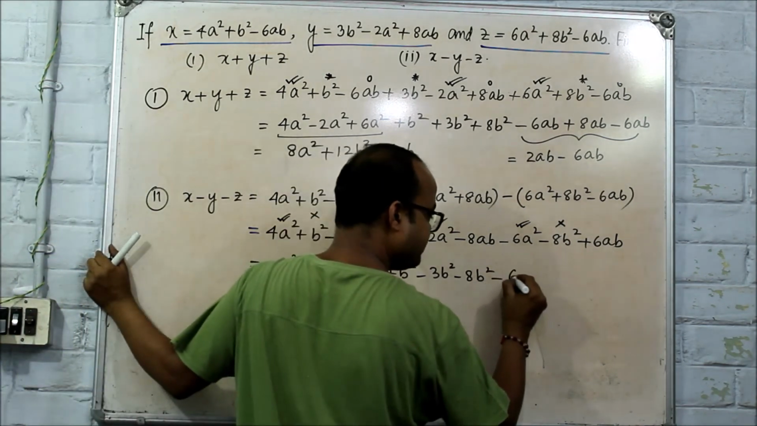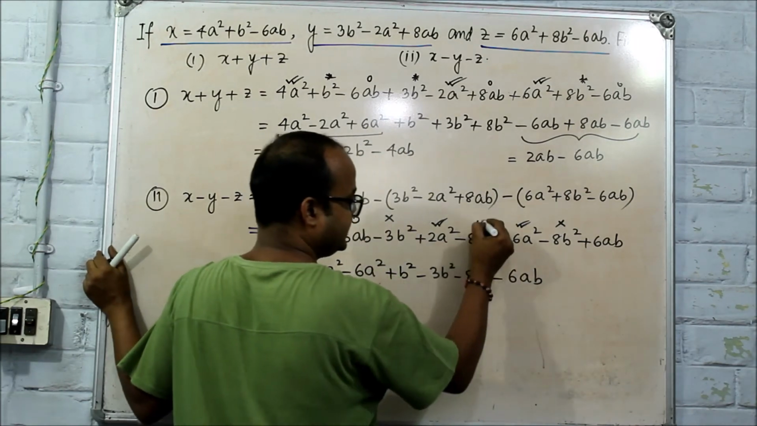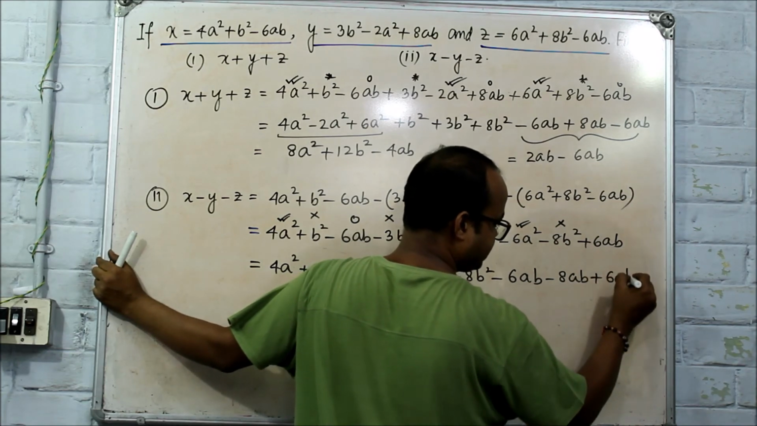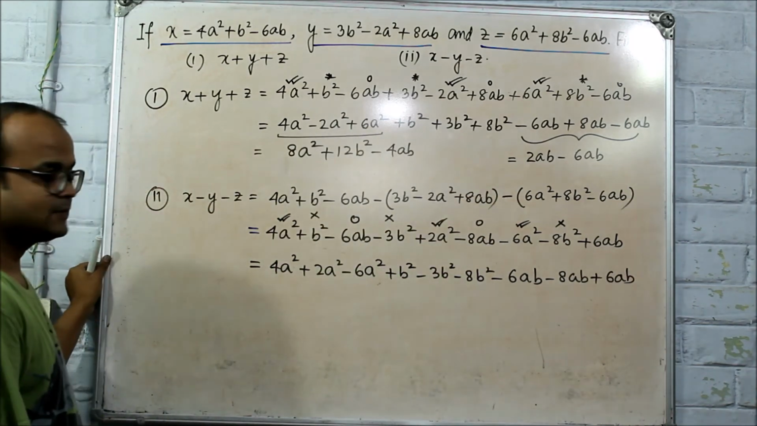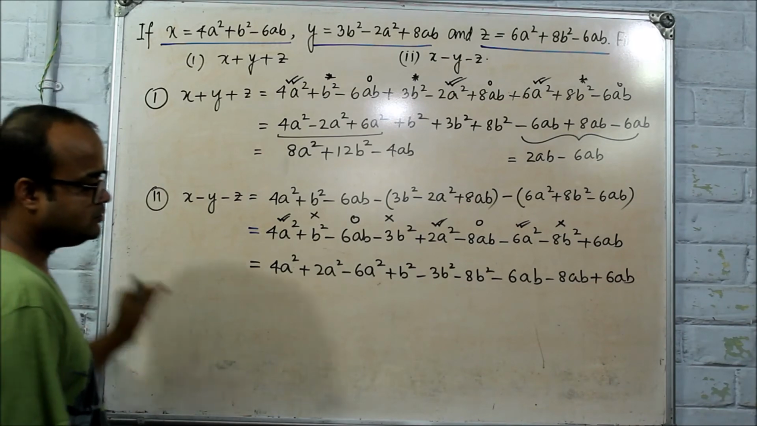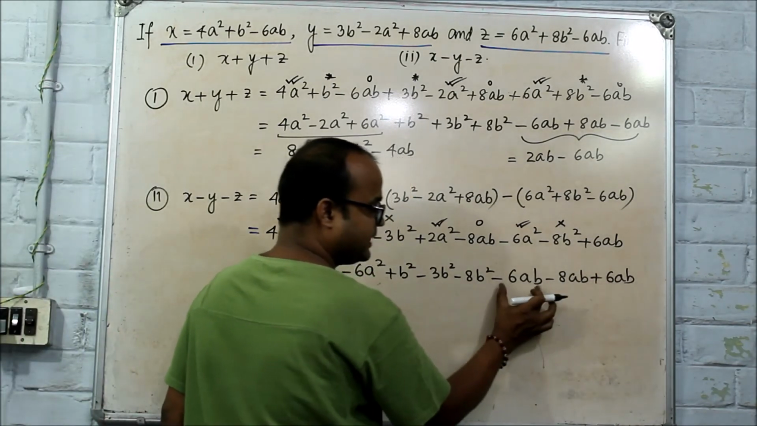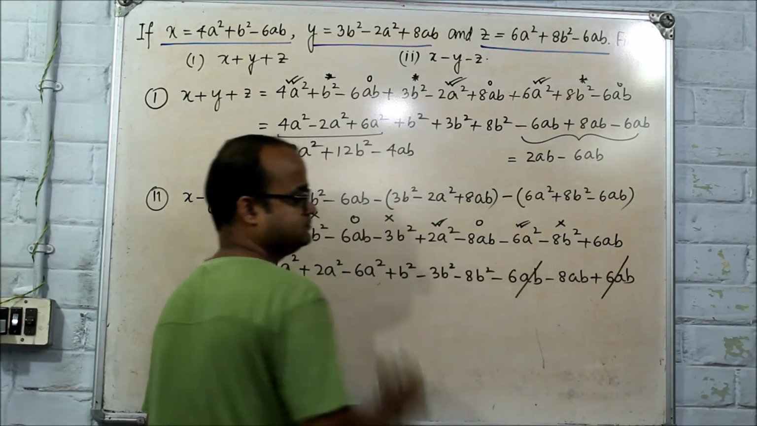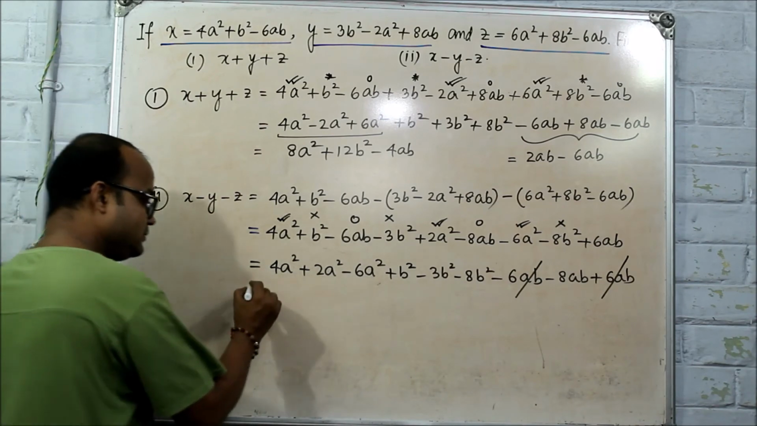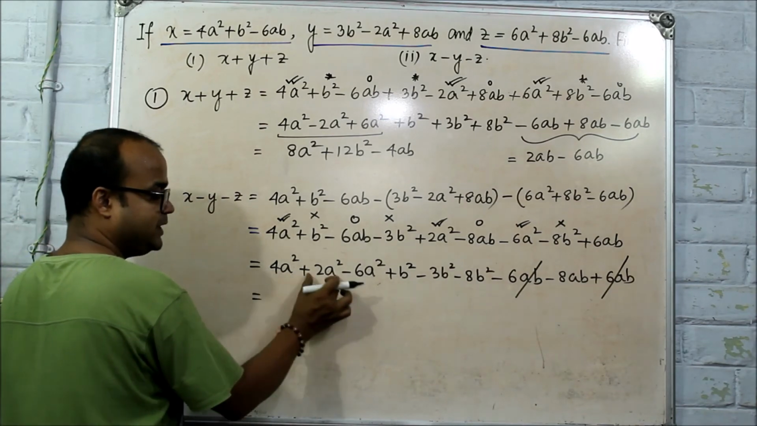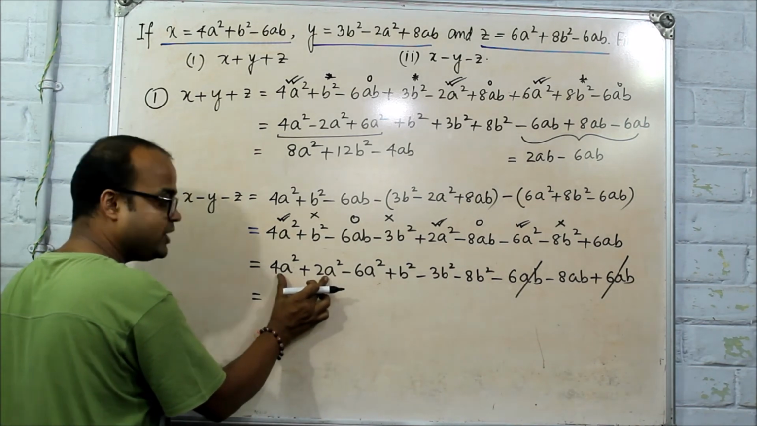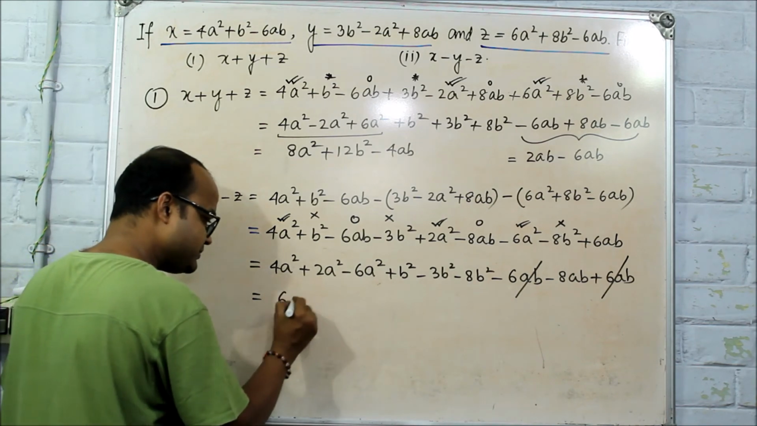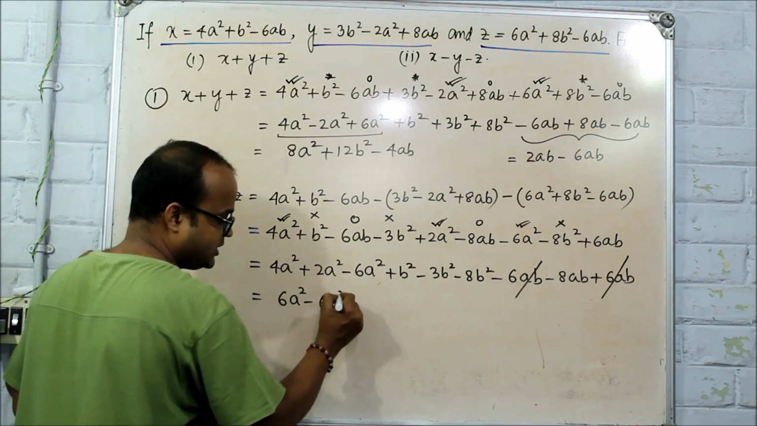Minus 6ab, minus 8ab, plus 6ab. Now see, plus 6ab minus 6ab. Same term but they are of opposite sign, so they will cancel each other. 4a square plus 2a square is equal to 6a square, minus 6a square is equal to 0. Or you can write it in one step: 6a square minus 6a square.